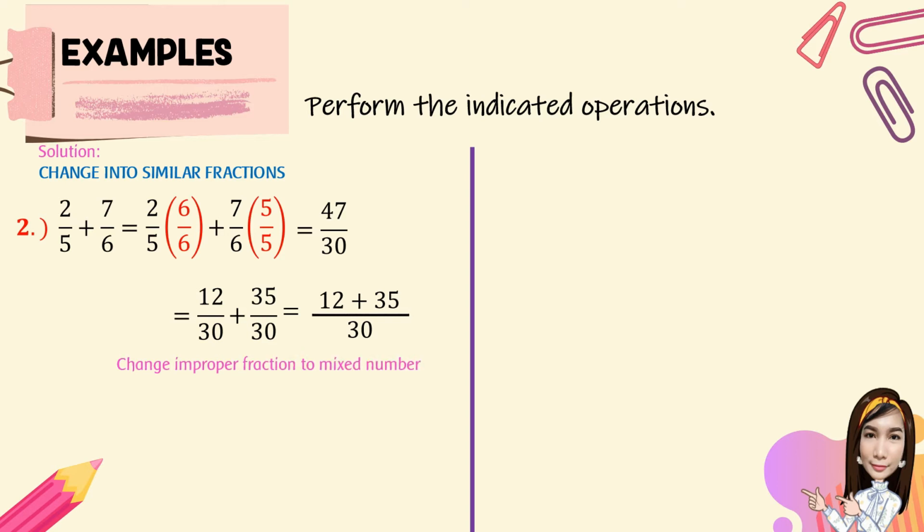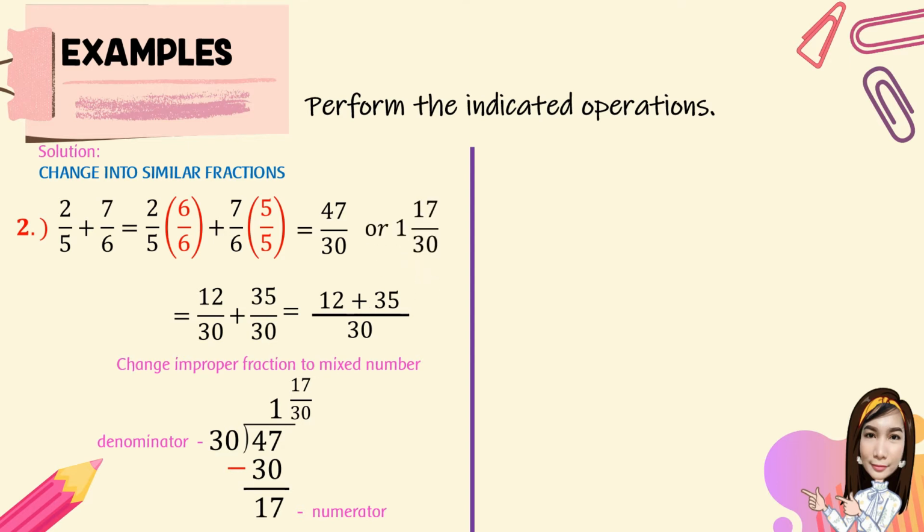So we're going to change it into a mixed number. Simply divide 47 by 30. The result is 1 and 17/30. And that is the final answer.